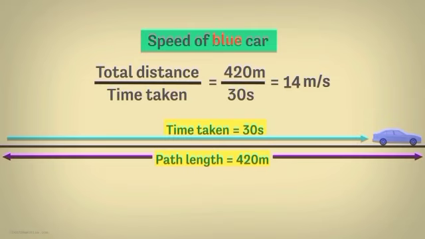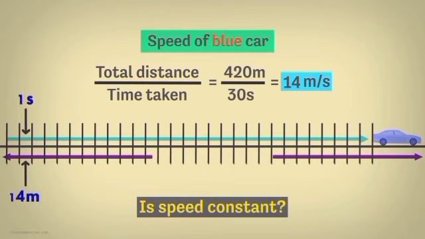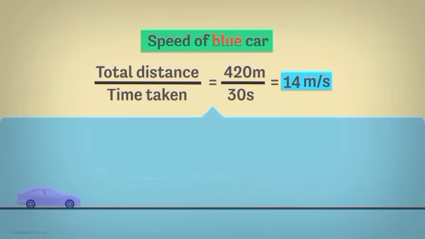In this example, can we say that the speed of the car is constant throughout this distance? Or can we say that the car is covering 14 meters every second throughout the path? No, that's not what we are implying. Because maybe the car is moving with really fast speed initially and then it slows down in the middle, and it stops and then again speeds up. So this speed does not imply that the speed is constant at 14 meters per second throughout.